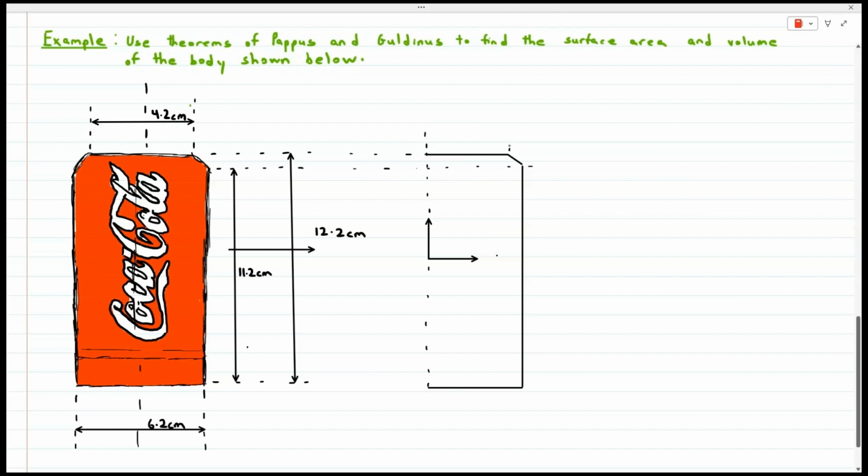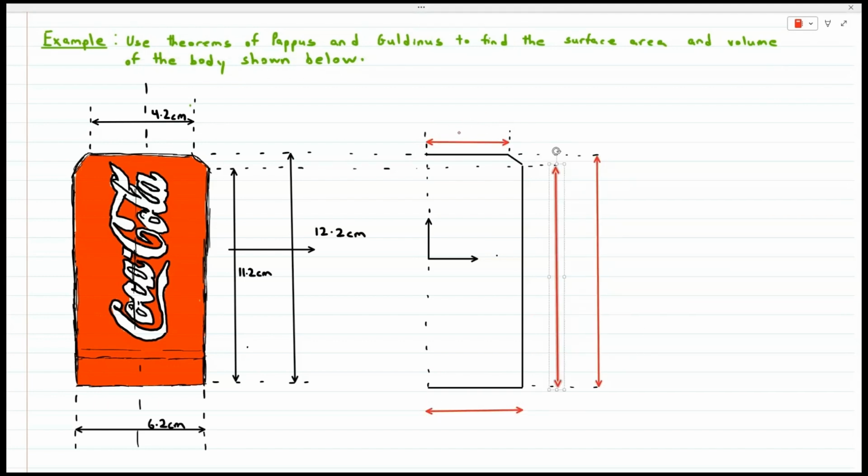Let's go ahead and define these dimensions. Since their diameter is on the left, I want them to just be radii on the right, and the heights will stay the same. How could we compute the surface area? We think about the first theorem of Pappus and Guldinus: 2 pi x bar times L is equal to the surface area. All we're going to do is go around each line and find 2 pi x bar times L. We're going to add them all up and we'll be able to get the total surface area.